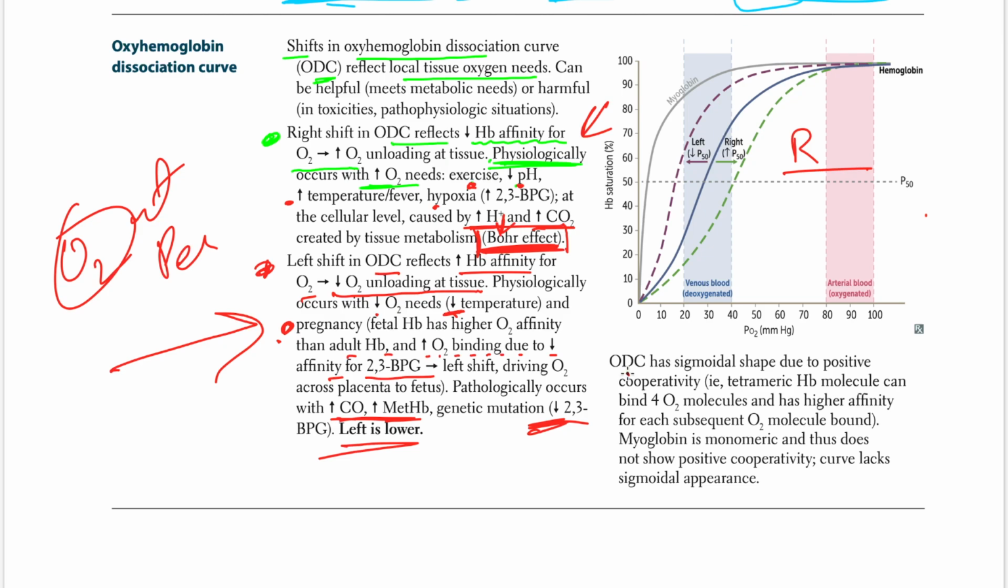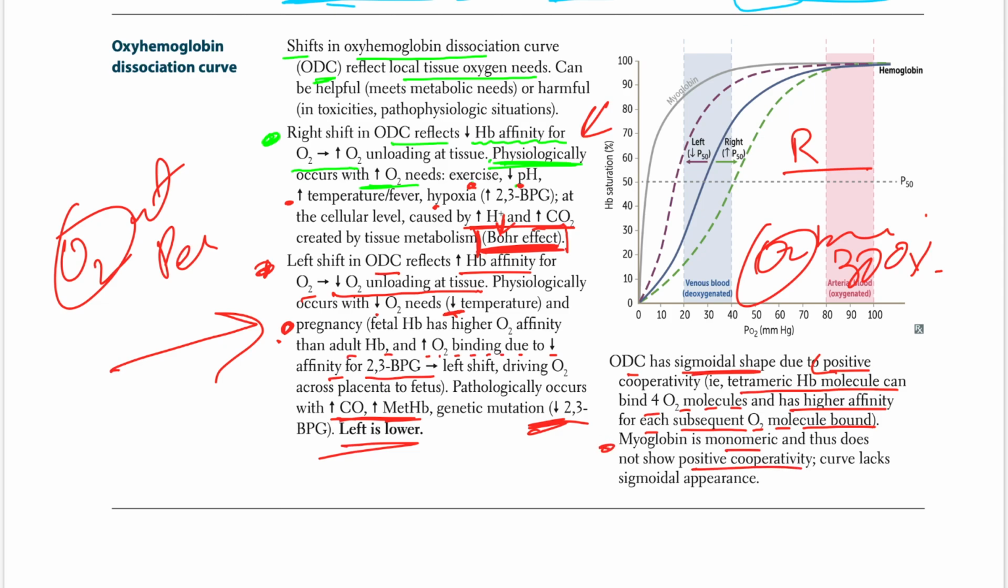And O2 has a sigmoid shape, which is also high yield, due to positive cooperativity, which is again tetrameric hemoglobin that can bind four O2 molecules, with higher affinity for each subsequent O2 molecule bound. Again, this is important: positive cooperativity basically means O2 binds more and more easily. If one O2 molecule binds, the next one binds with about 300x more affinity for oxygen. Myoglobin is monomeric and thus does not show positive cooperativity.